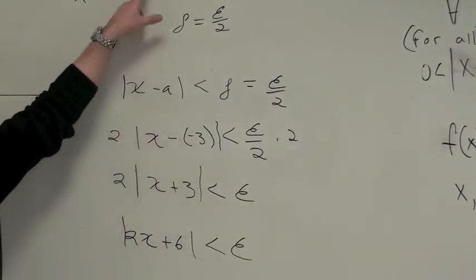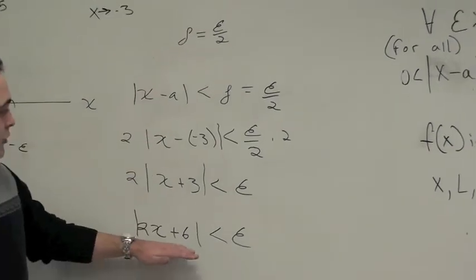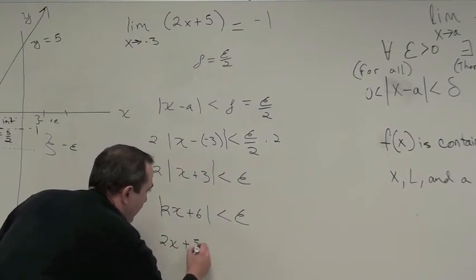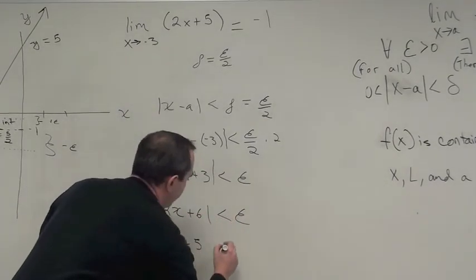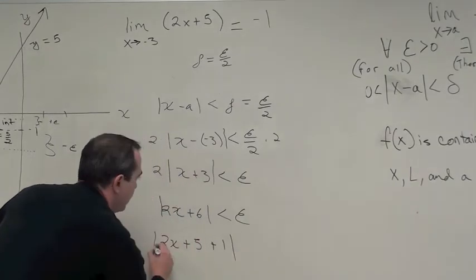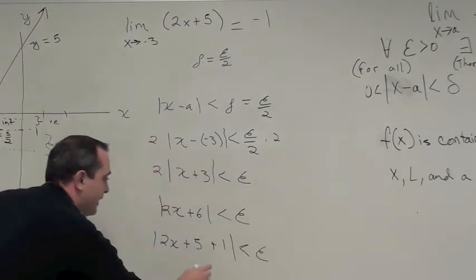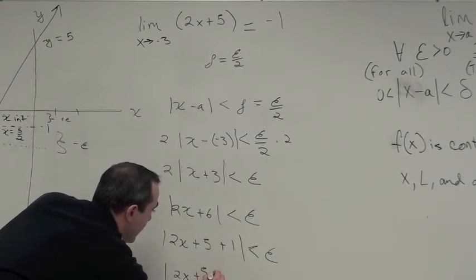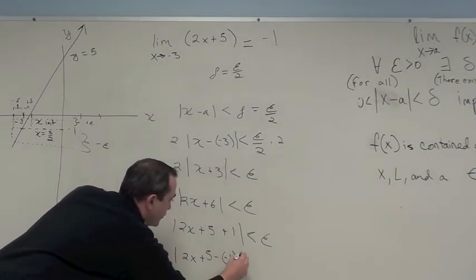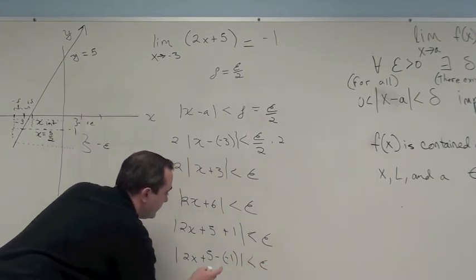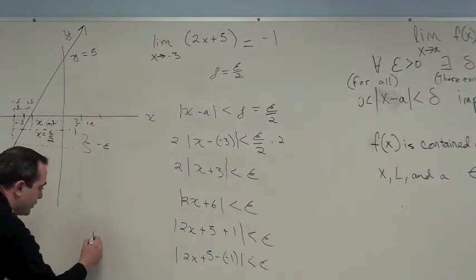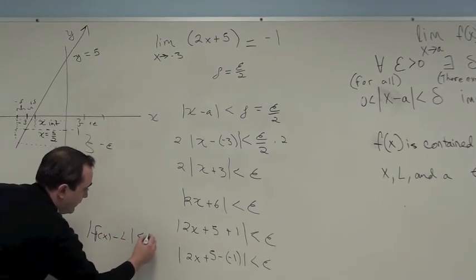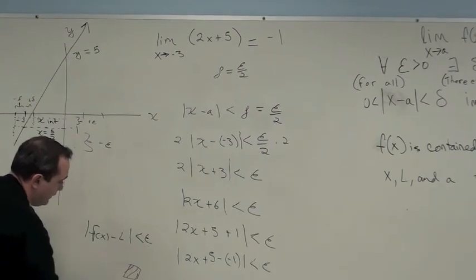Now we know that 2x plus 5 is our original function, so when I break this out, we're going to be left with 2x plus 5, and in this case we have plus 1, less than epsilon. And if I make it look perfect, we've got 2x plus 5 minus our negative 1, which is our limit in this case, and this is what we wanted to prove, which is the absolute value of f of x minus L is less than epsilon. And that's a full proof.